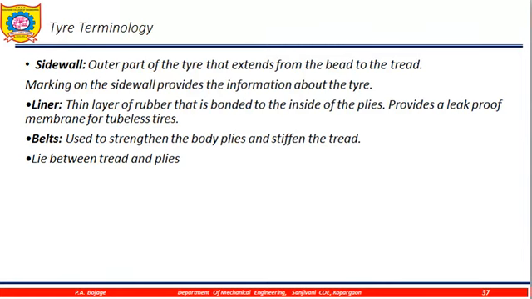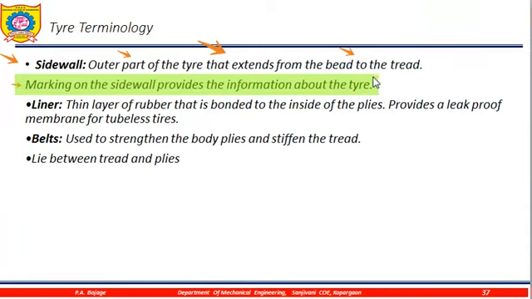Now what are the side walls? Side walls are the outer parts of the tire that extend from the bead to the tread. Marking of the side walls provides the information. So the marking on the side walls gives the clear-cut information of the tire. We will see this in the coming video.